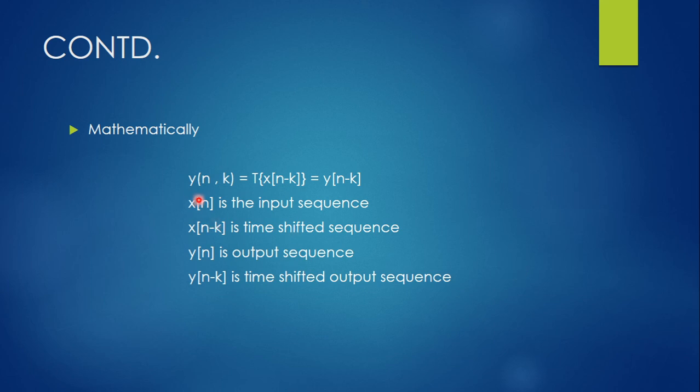So it is written as y[n, k] = T[x[n minus k]]. Input is shifted by k samples. x[n] is the input sequence, y[n] is the output sequence. x[n minus k] is the time shifted sequence, y[n minus k] is the time shifted output sequence. So you can see in this equation, if input is shifted by k samples, the output is also shifted by k samples, and the system is time invariant.